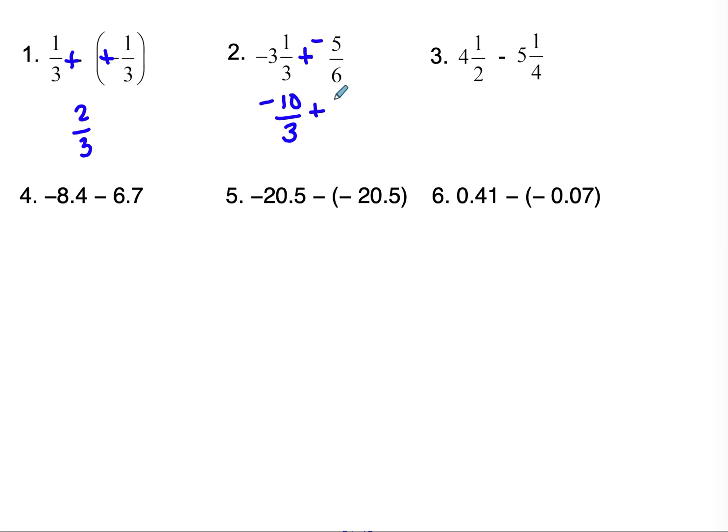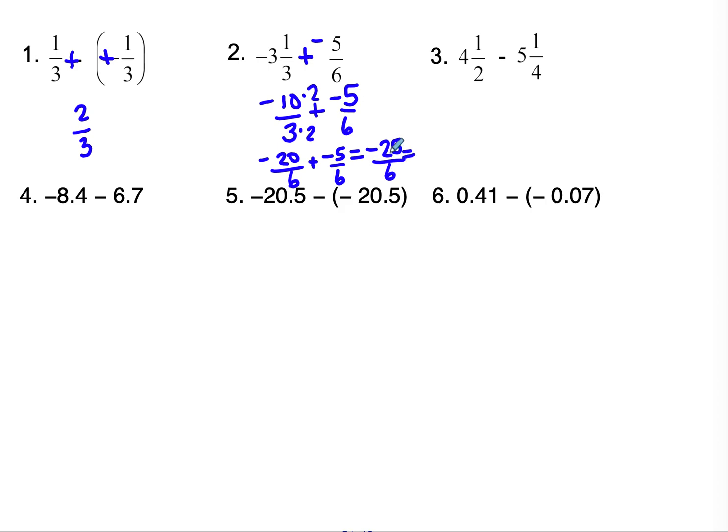plus my negative 5/6. I do need a common denominator. I'm going to do 6. So my 10 and my 3 need to get multiplied by 2. So that becomes negative 20/6 plus negative 5/6. Same signs. Find the sum. Negative 20 plus negative 5 is negative 25/6.